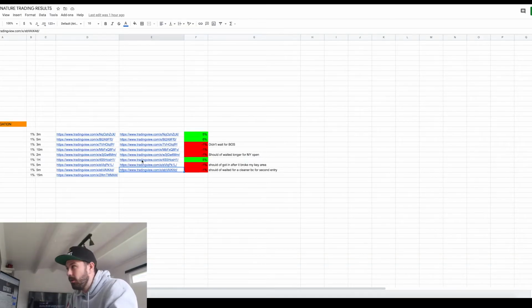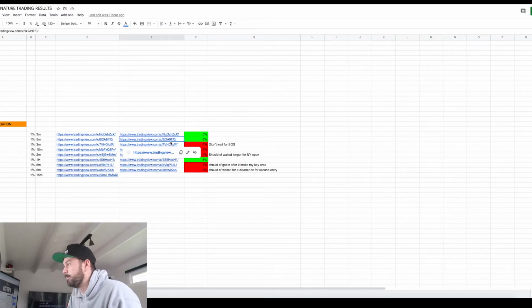So on a happier note, what trades did work out? Well, ignore the 5% at the top because that wasn't this week. But this week we had a nice 6%, starting the week off strong.